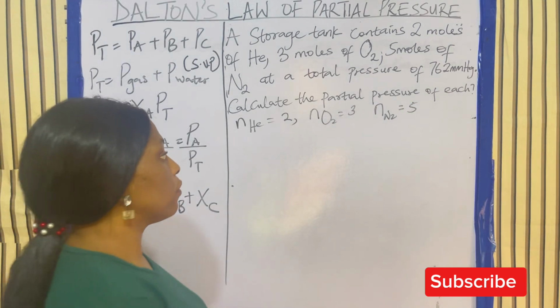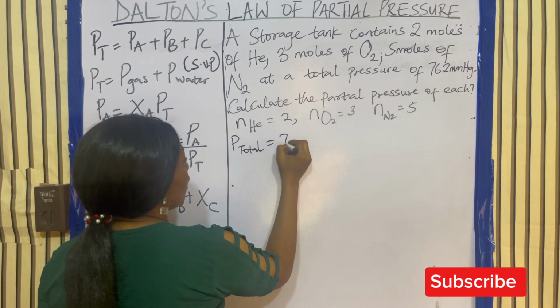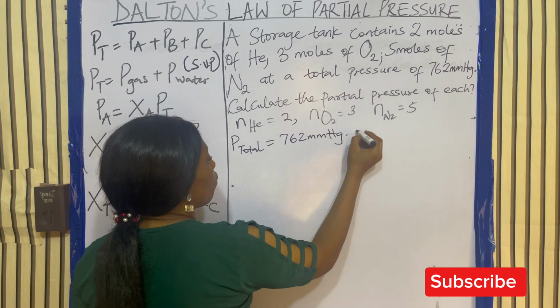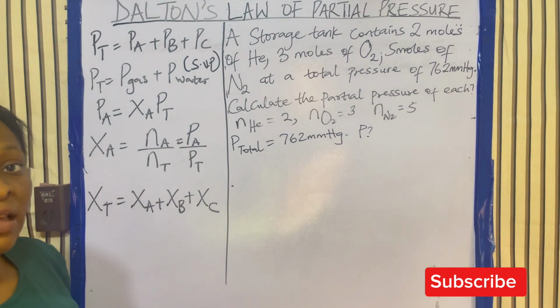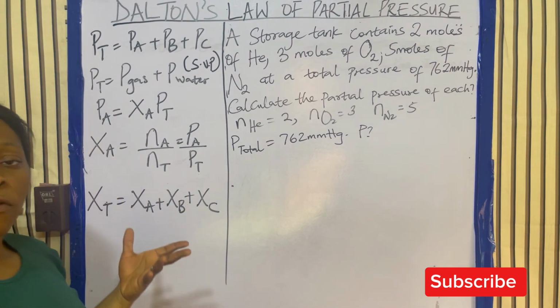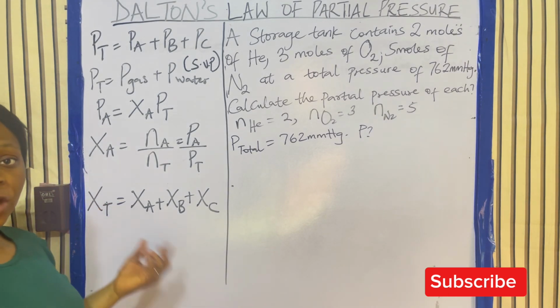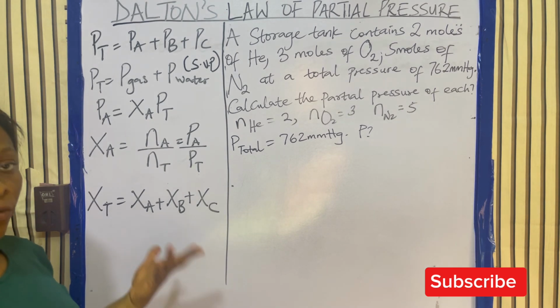We have written the number of moles. What else were we given? We are given P total. P total is 762 millimeter mercury. And we are looking for what? The partial pressure of each of them. So let's look at our formulas again. First of all, we have to find their mole fraction. And in order to get their mole fraction, we have to use this formula.